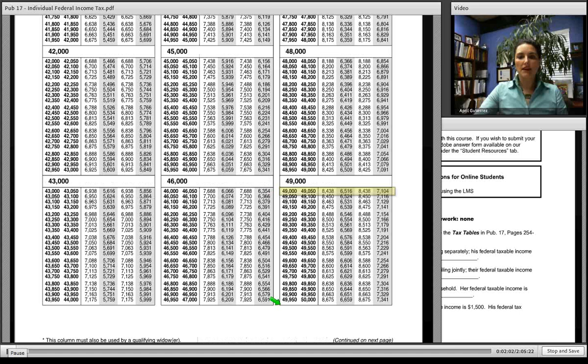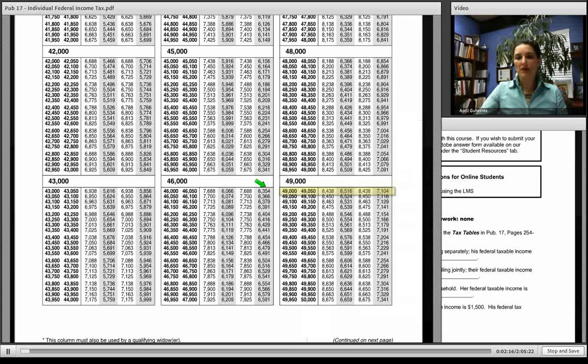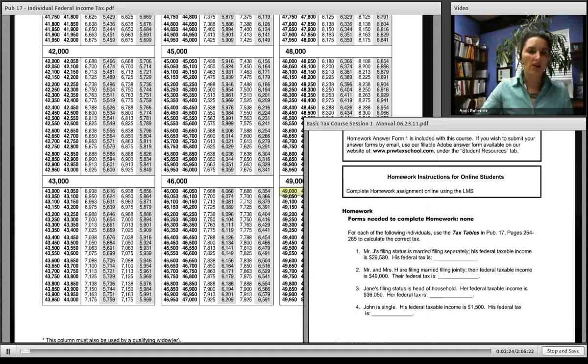So we again highlight the correct column, and we're looking for income that is at least $49,000 but less than $49,050. For our taxpayers, that means we're going to go to the married filing joint column, and that is this column right here, and it makes the correct answer $6,516.